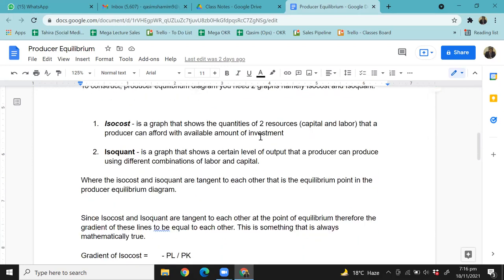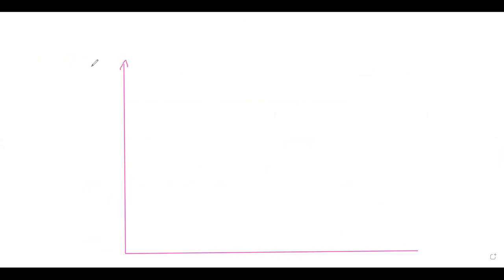What are the two graphs that we need for this producer equilibrium? Now we'll do a quick recap because we've already done this in the last class as well. You simply draw a graph, known as the producer equilibrium graph or model, whatever you want to call it. You have two axes. On one axis, you take the quantity of one resource. Let's say capital on the y-axis, and let's take the quantities of labor, the other resource, on the x-axis.